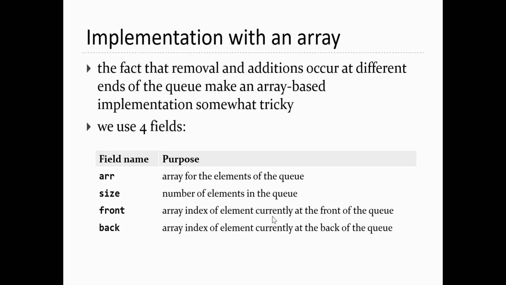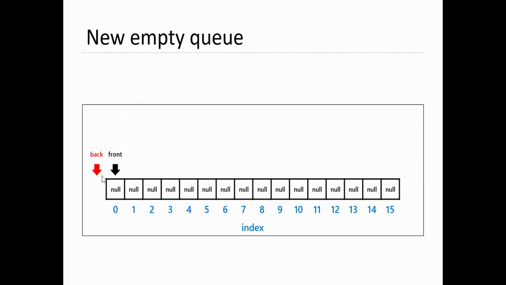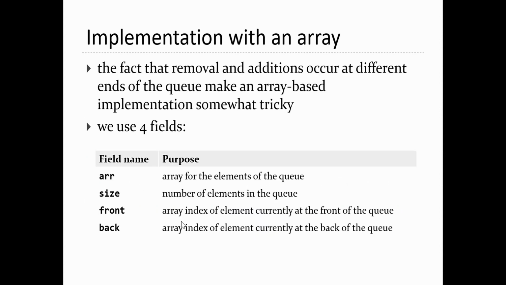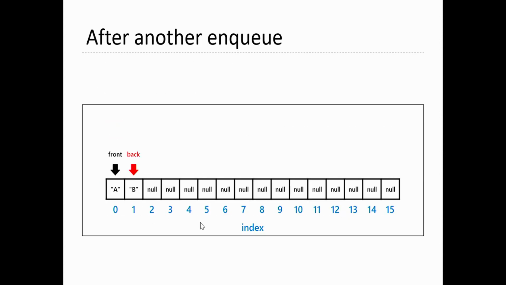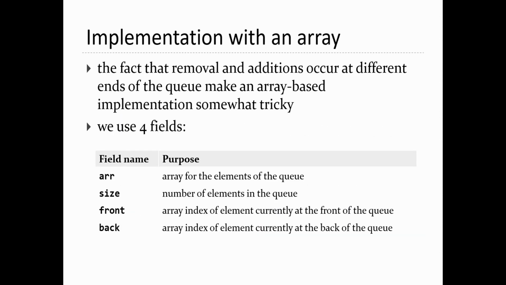Array index of the element currently at the front. All right, so in an empty queue, I'm going to start out with the front pointing at 0. I think this is actually supposed to be, just a second, let me quickly check something. No, I am doing it that way. All right, I guess there should be an extra line here.